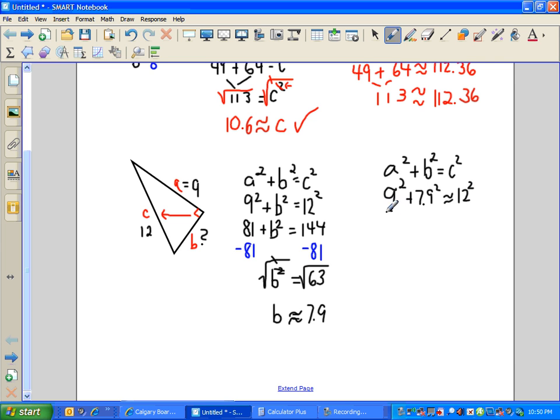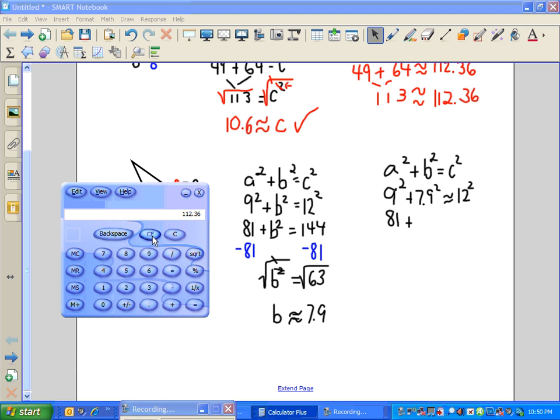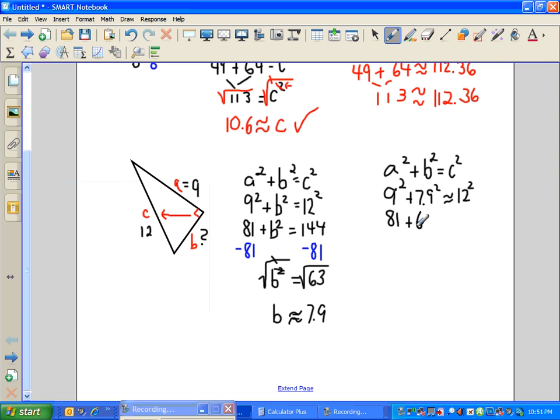The 9 squared is worth 81. 9 times 9 plus 7.9 squared, which on my calculator equals 62.41. It's hopefully about 144.